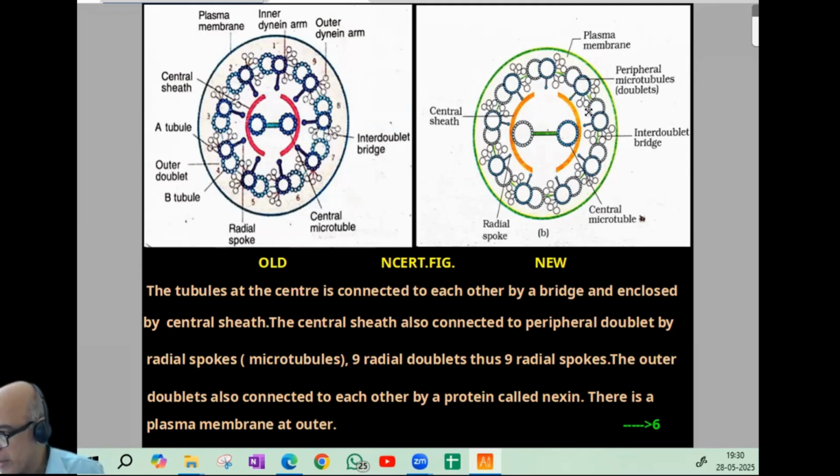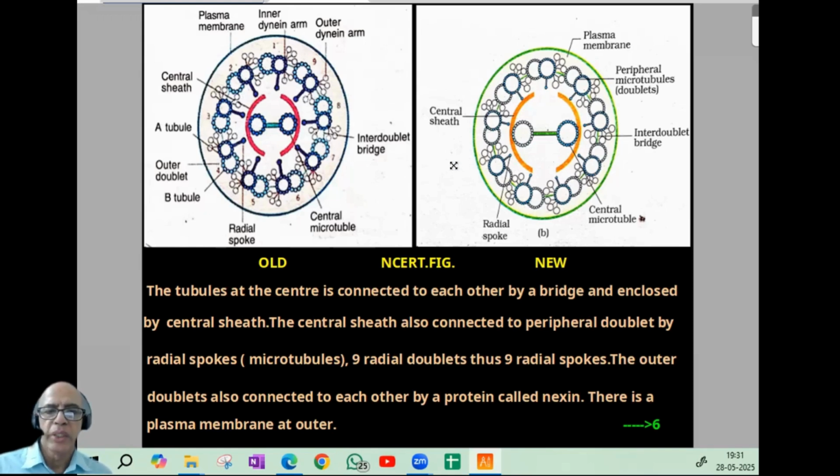Here you can find the central sheath. The central sheath is also connected to the peripheral doublets by radial spokes. These are the radial spokes. The diagram is there, very easy for you. So the central sheath is also connected to the peripheral doublets by radial spokes.